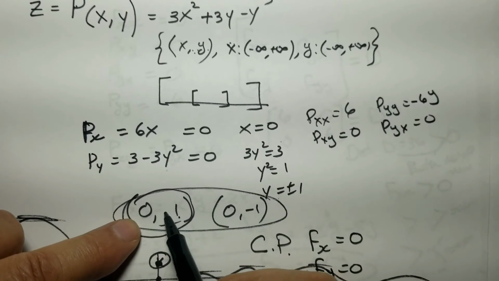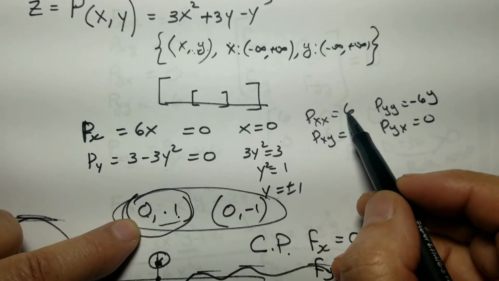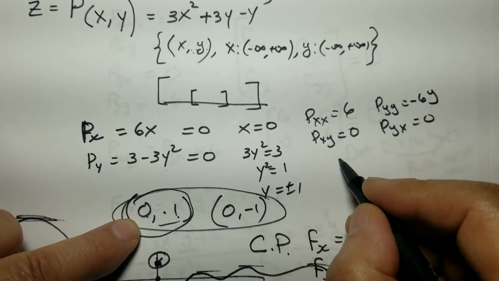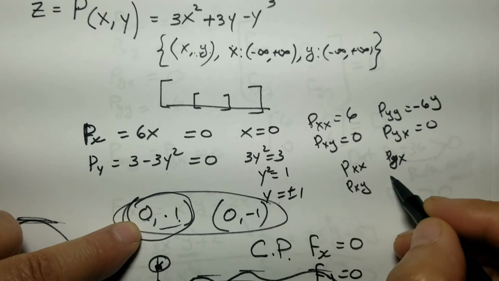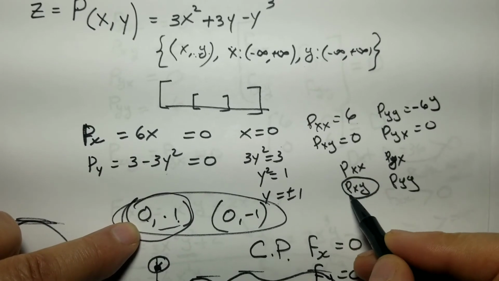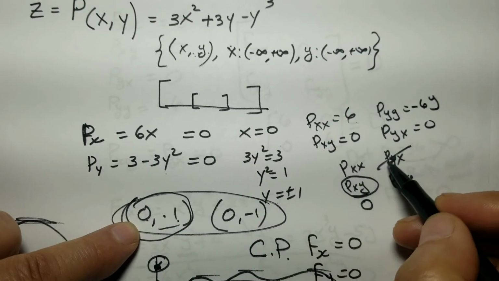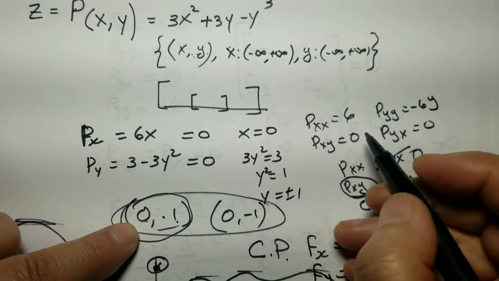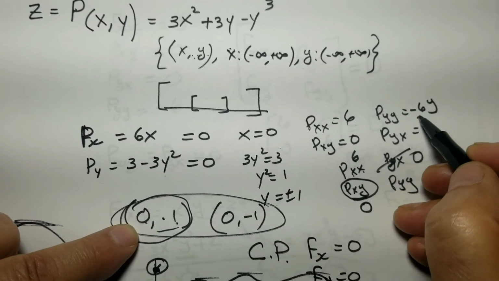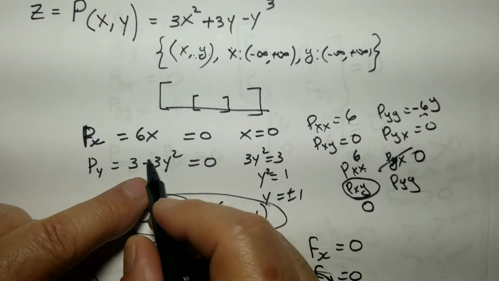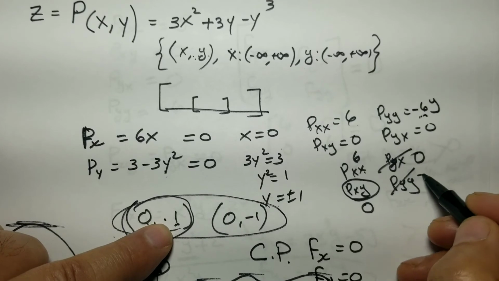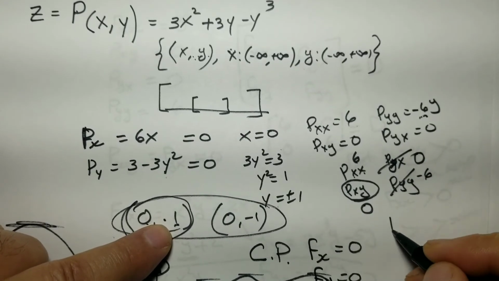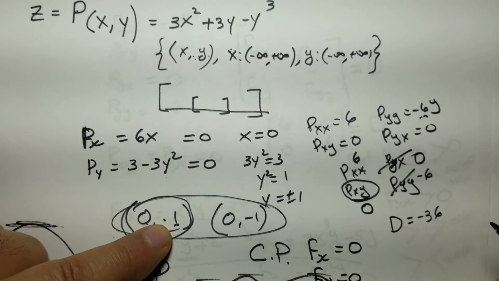But remember, you have to plug that ordered pair in here. Therefore, there is no x in here. And I have to write p of xx, p of xy, p of yx, and p of yy. This one is a 0. This one is a 0. P of xx is 6. P of yy is -6y. But how much is your y right here? Your y value is a -6. And my determinant is -36.